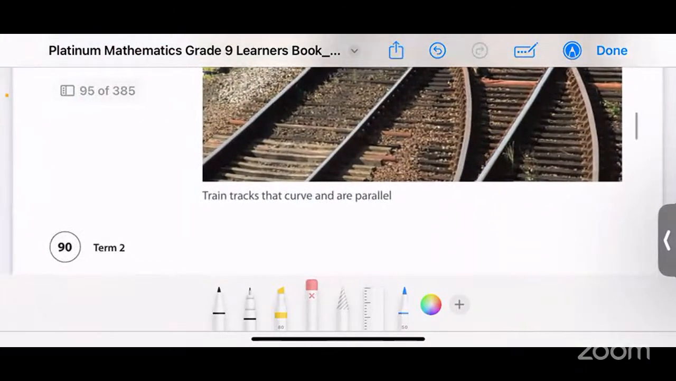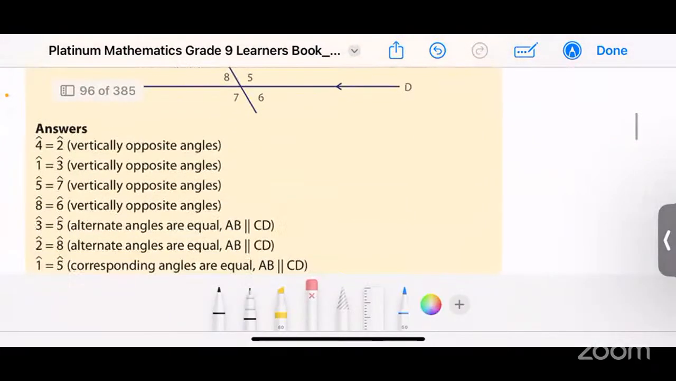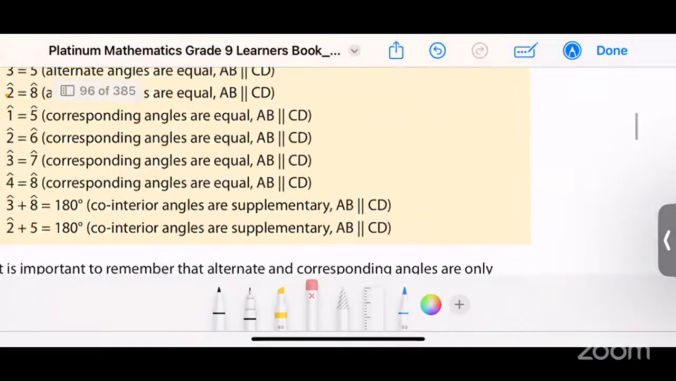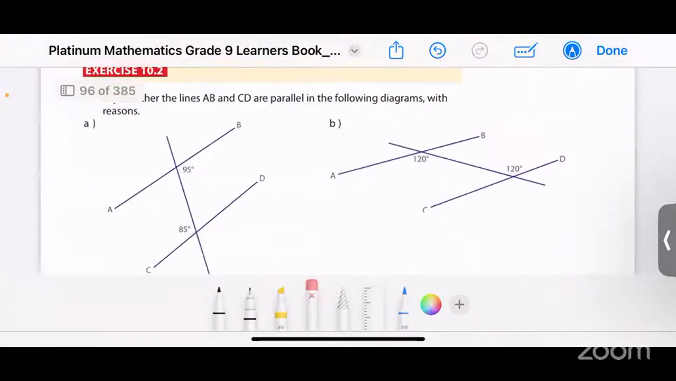Then they give us examples of the trains that are parallel lines. Then they give us an example. We're not worried about an example. We want a classwork that we do on our own. State whether the lines AB and CD are parallel in the following diagram, with the reasons. Can we say A is parallel?